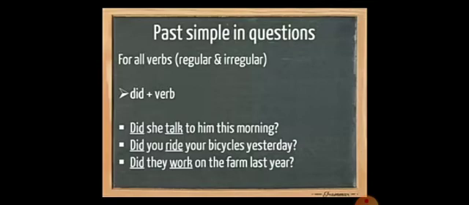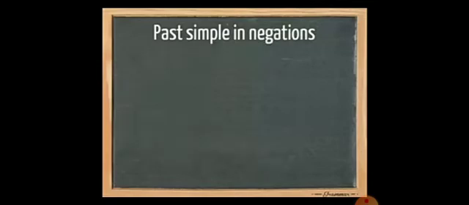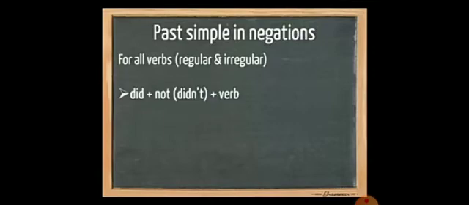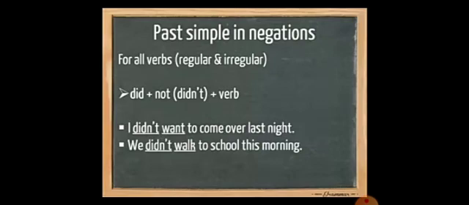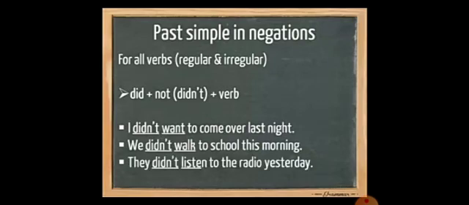For the past simple in negation, regular and irregular, we also use the past simple tense of the auxiliary verb to do, which is did. We have to change it into didn't plus the infinitive form of the verb. I didn't want to come over last night. We didn't walk to school this morning.